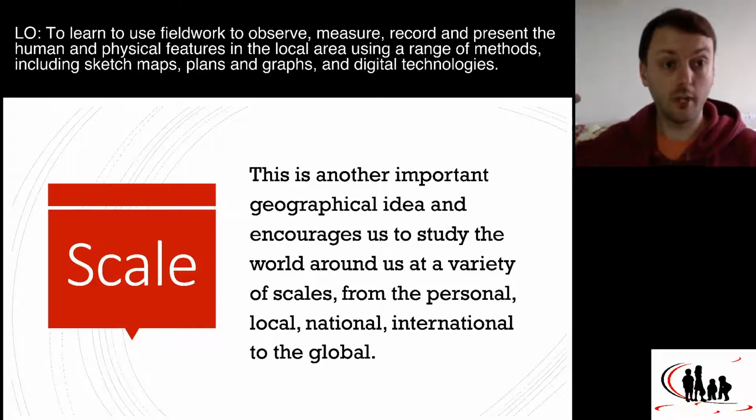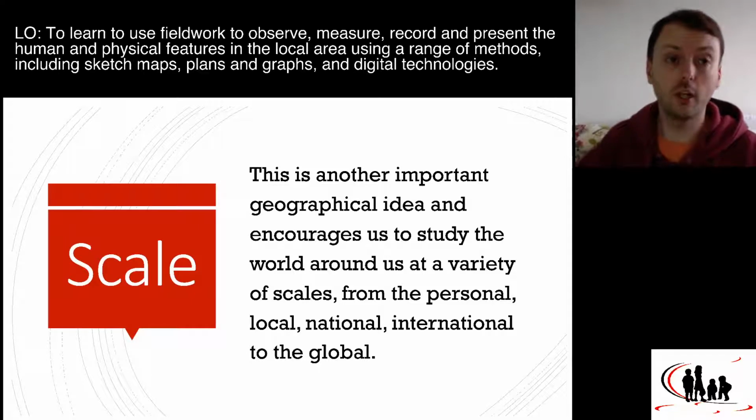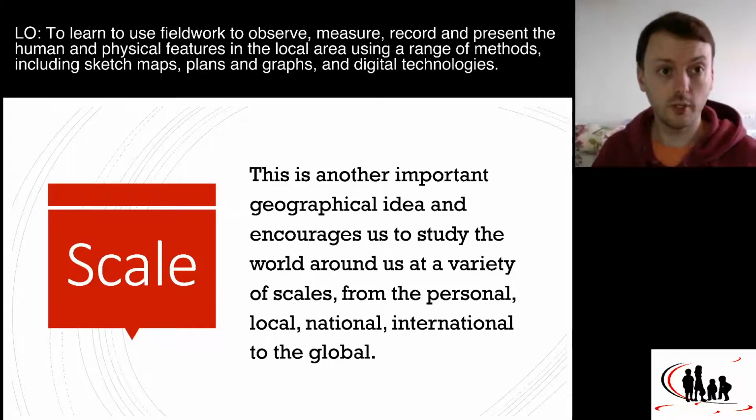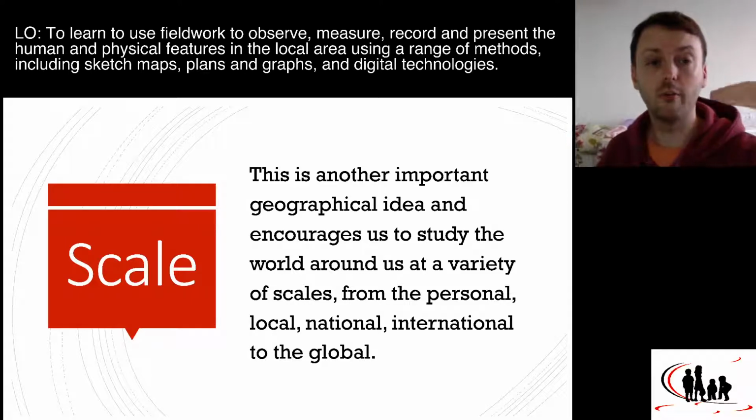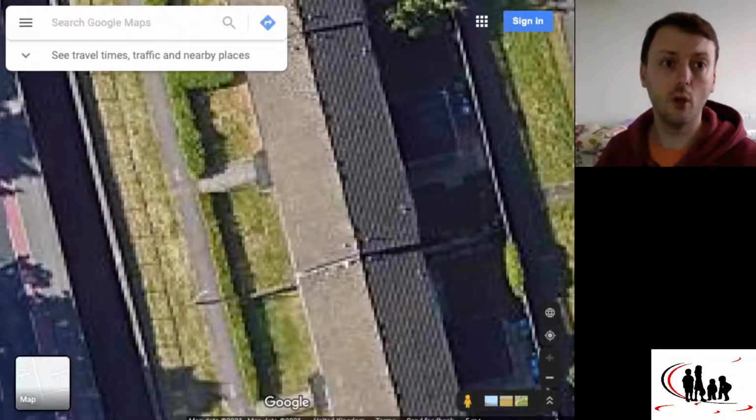National geography is about the country that we're in, but that includes the town that we're in. International will include us and other countries, and global includes all of the countries. So, different levels of scale. Now, we can have a look at that on a map.